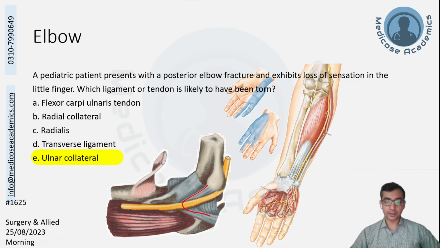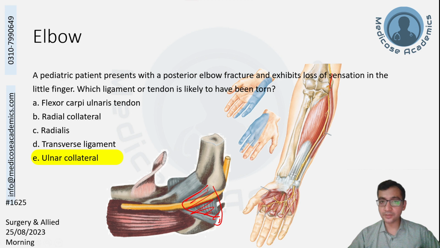This is the ulnar collateral ligament. This is the triangular ligament from the medial epicondyle. Injury to that will lead to the loss of ulnar nerve function. And then there is medial epicondyle injury. I will talk about the ulnar nerve and flexor carpi ulnaris.